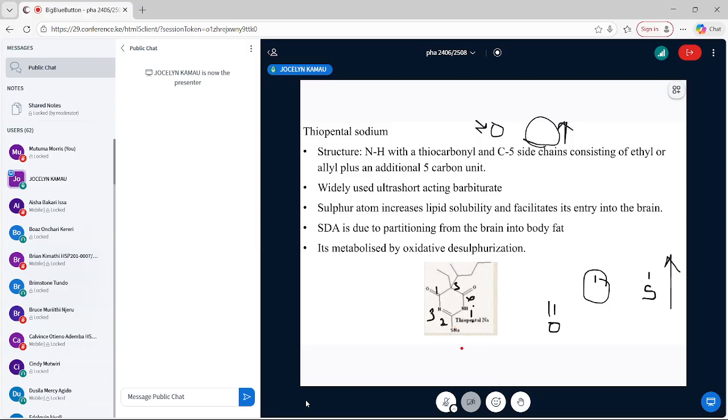When you look at this barbiturate, you can see position 1 and position 3. In this one it is drawn after it has undergone keto-enol tautomerism. I cannot discuss all that because you will discuss that under barbiturates. I'm only discussing them as general anesthetics.